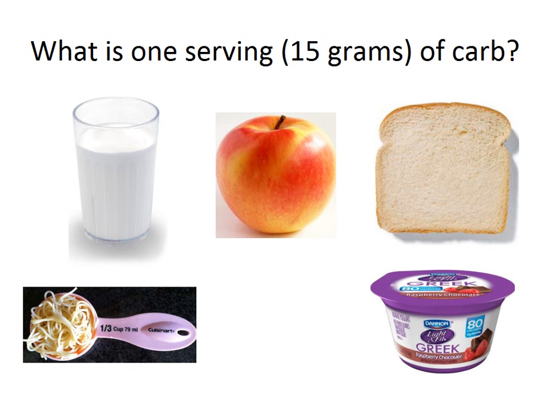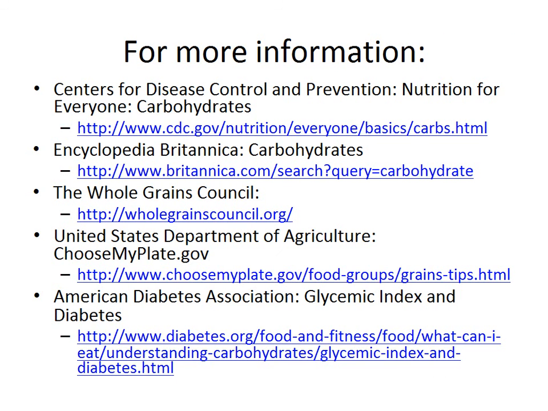And what exactly does 1 serving or 15 grams of carbohydrates look like? These are just some common foods. It's about an 8-ounce cup of milk, a medium-sized apple. Now remember, most apples that you get in grocery stores can be quite larger, so that might be 2 servings of carbohydrates in a very large apple. About 1 slice of bread, 1 6-ounce yogurt, 1/3 of a cup of pasta. Those are all about 15 grams of carbohydrates apiece.